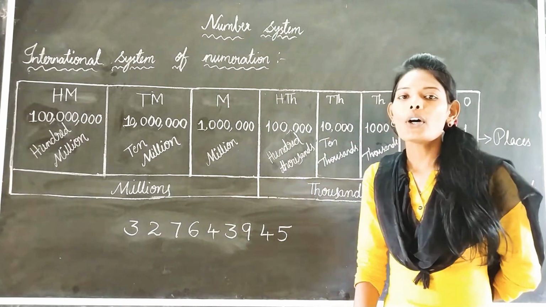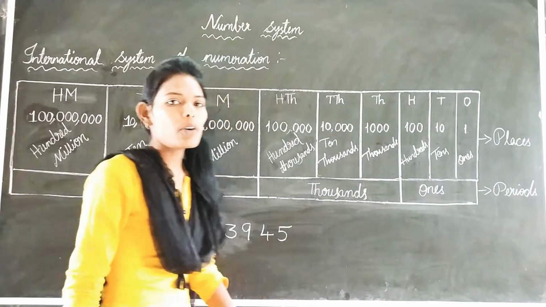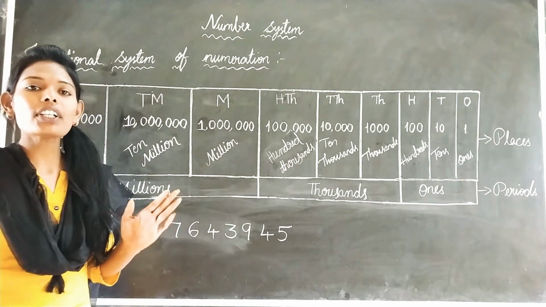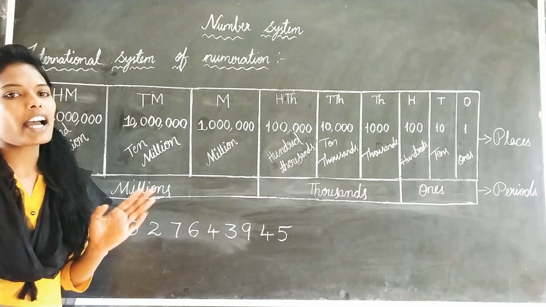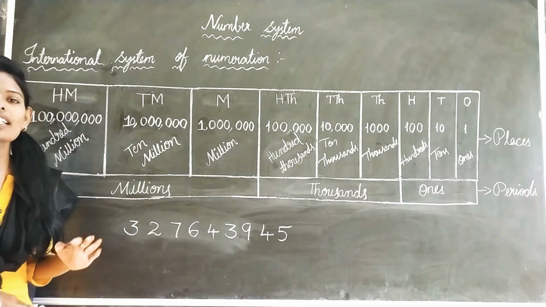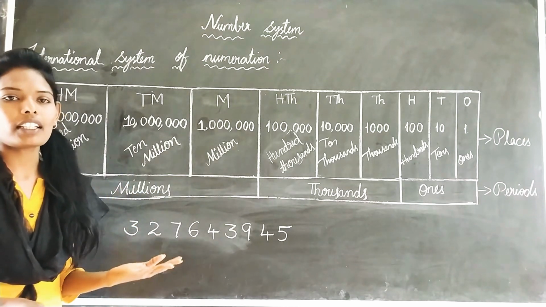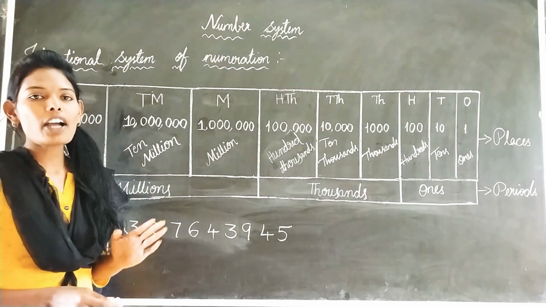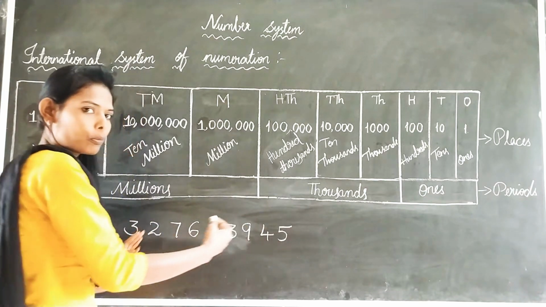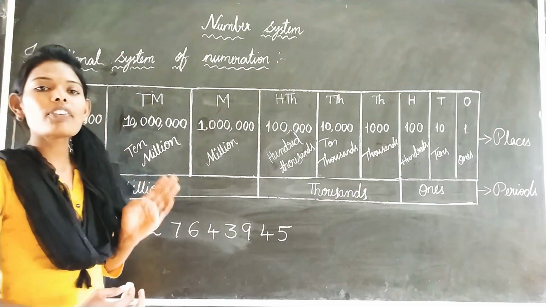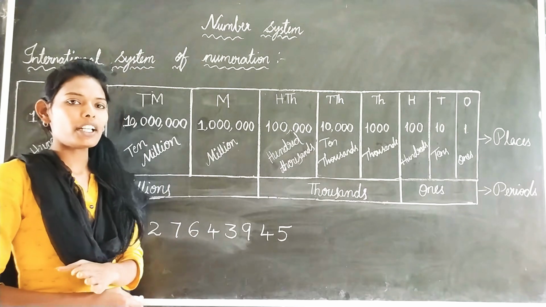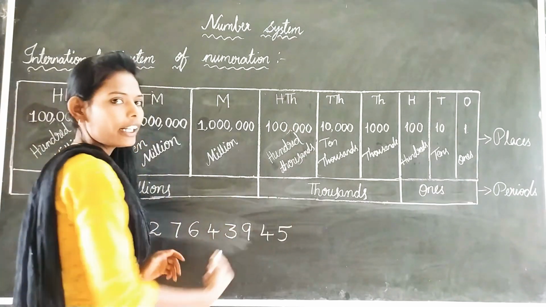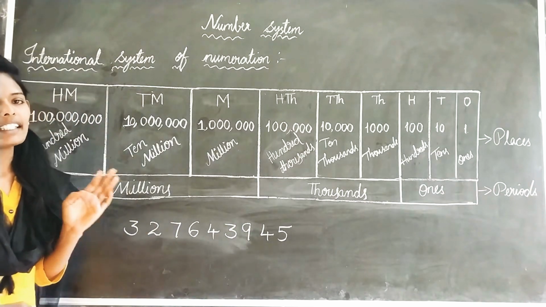Children, here we have one number. For this number, we have to insert the commas and write the number name. Here we have to remember one thing. While inserting the commas to a number, we have to start from right and move to left. And while reading and writing the number name, we have to start from left and move to right. Children, let us see how.